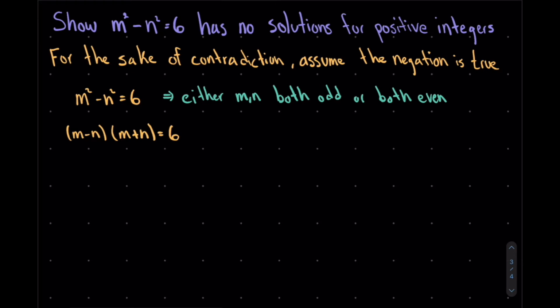We can recall that the difference of two numbers with the same parity is always even, and the same goes for their sum.